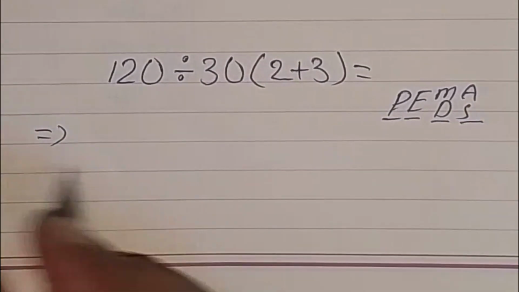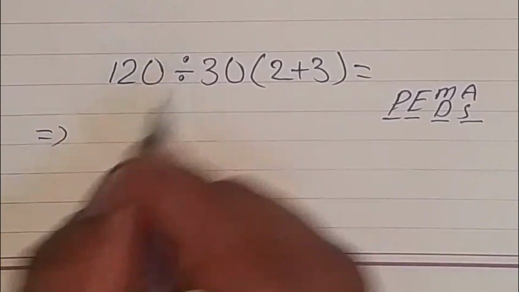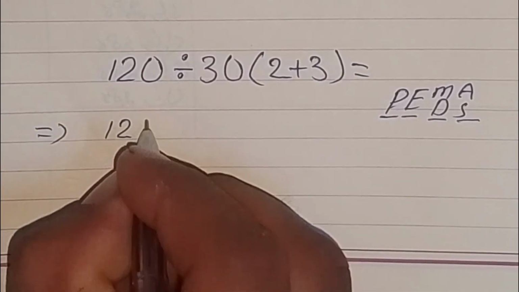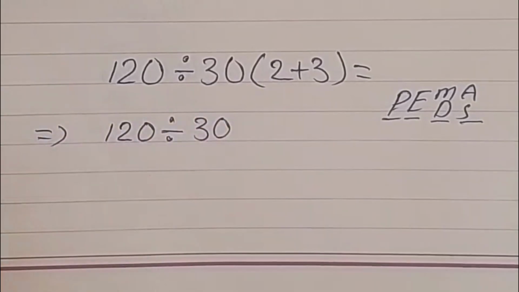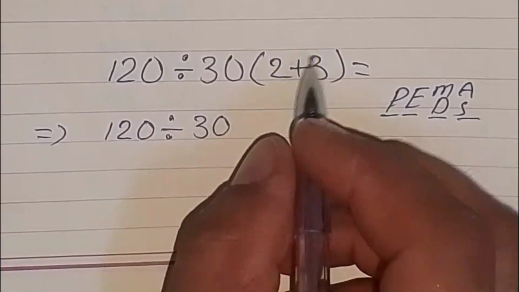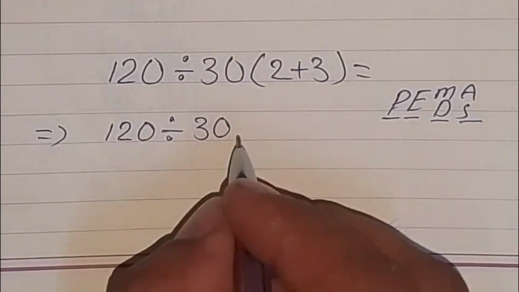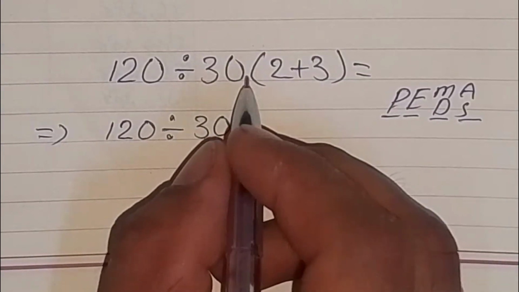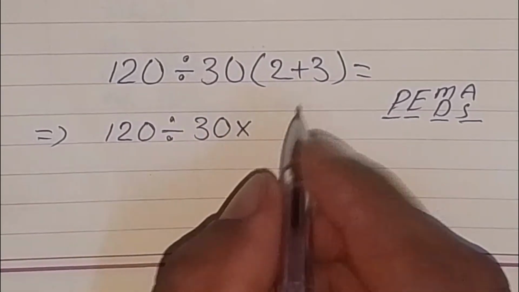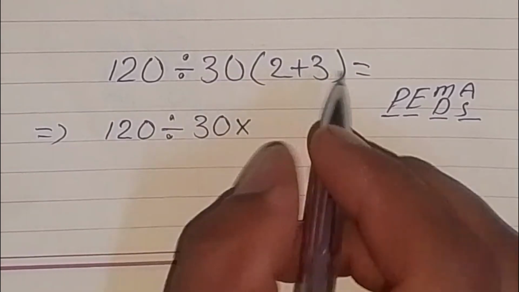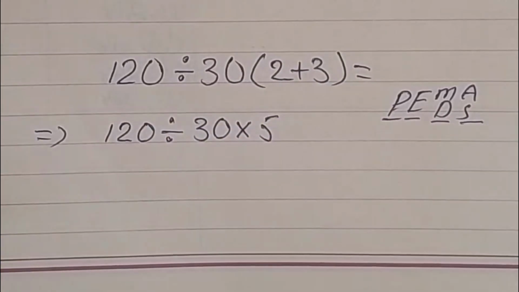Now we solve it. First of all parentheses, the equation becomes 120 divided by 30. Inside of the parenthesis 2 plus 3 gives us 5, and here one multiplication. Now 2 plus 3 gives us 5.